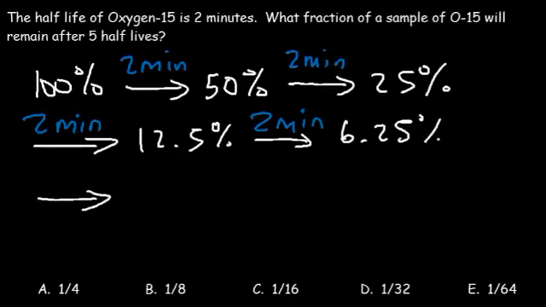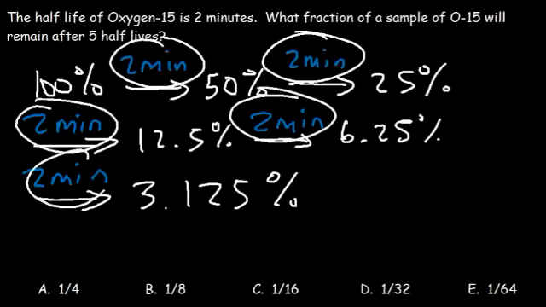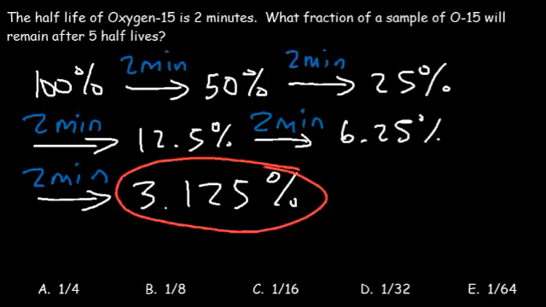And then after another half-life, it's going to be half of 6.25%. Half of 6 is 3. Half of 25 is 12.5, or 0.125 in the case of 0.25. So this is going to be the percentage left over after 5 half-lives, which equates to 10 minutes. So how can we use this number to pick the right answer? Because the answer is a fraction.